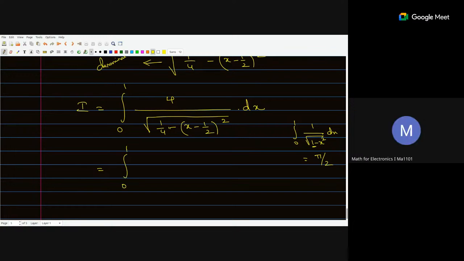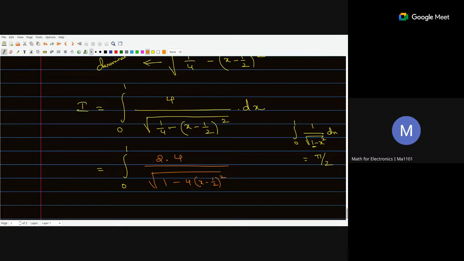Right. So we will do the same thing. We will multiply and divide it by 2. So this will become 2 times 4, whole divided by, now if I take 2 inside, square root 4 goes inside. And this will become 1 minus 4 times x minus half whole square.